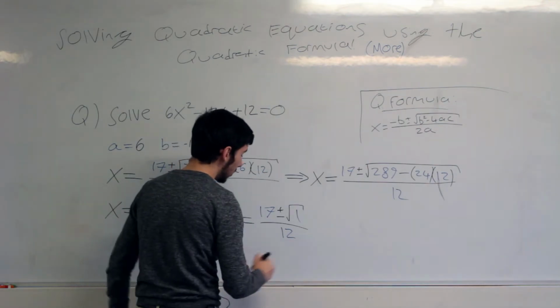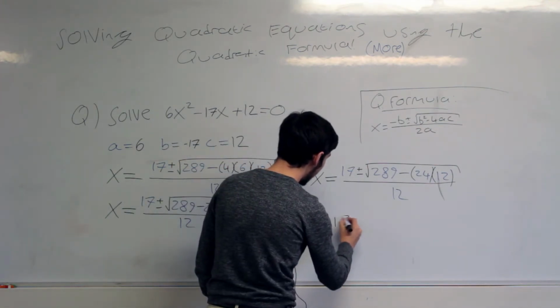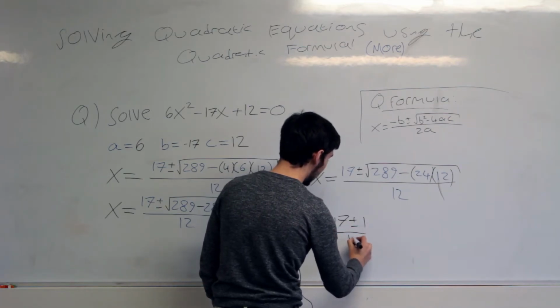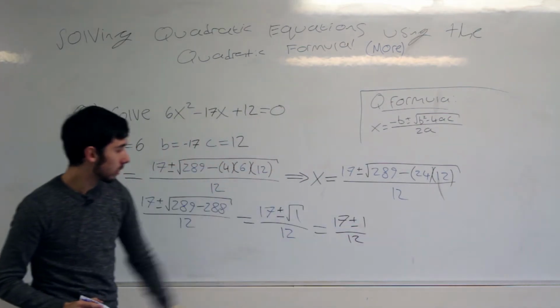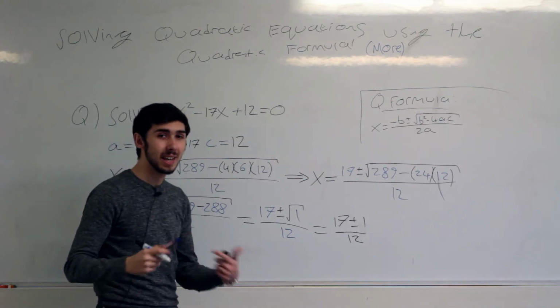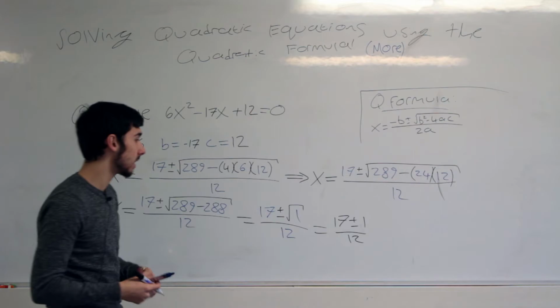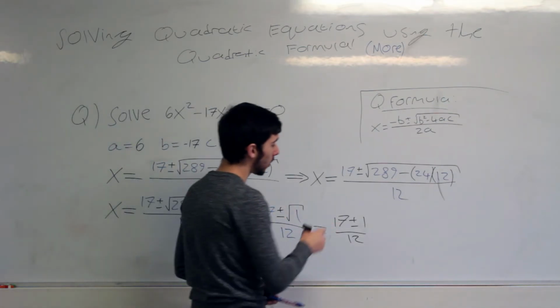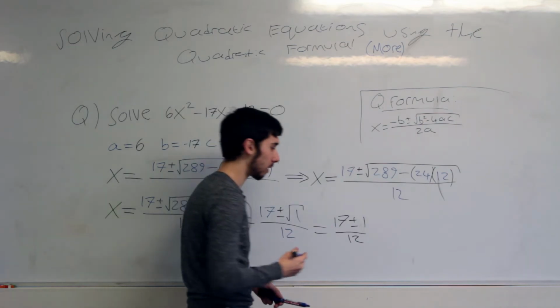So that's equal to 17, I'm going to stop using blue now, plus or minus 1 over 12. Okay, right. Now, here's what we do. We're going to take the cases individually again. We're going to say 17 plus 1 over 12. Well, what's 17 plus 1, guys? That's nothing other than 18.